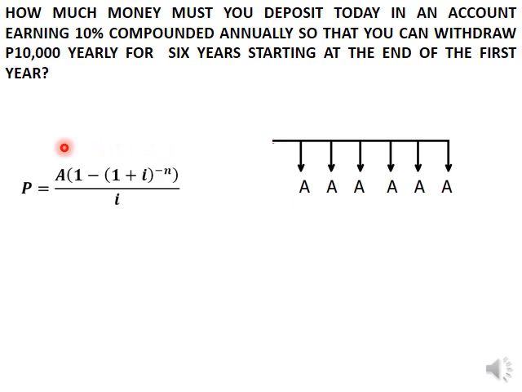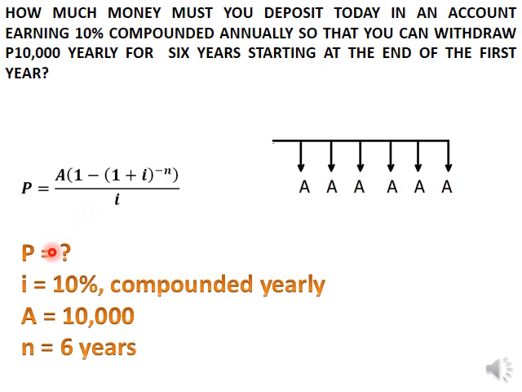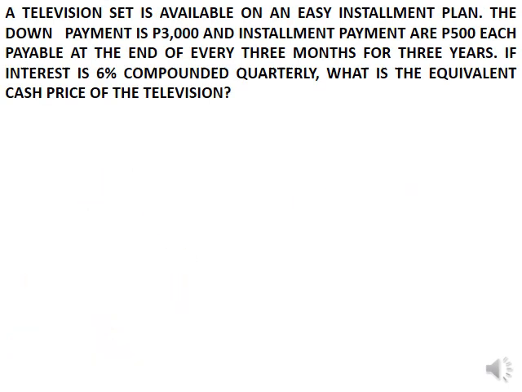So we will use this formula to compute for the equivalent cash flow. We will project all of this cash flow at year 0. And this is our formula. Our P is unknown; this is the question. Our interest is 10% compounded yearly. Our A is 10,000. Our n is 6. Substituting everything, we can compute the value.